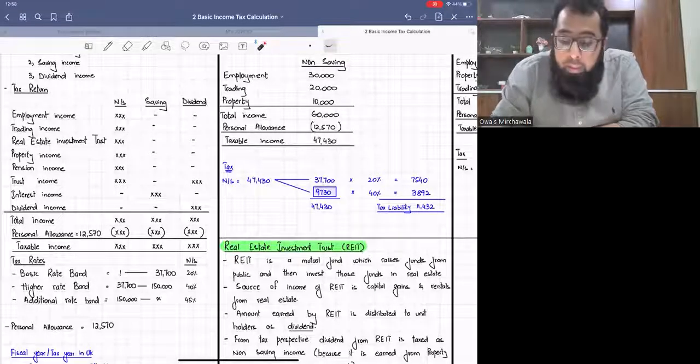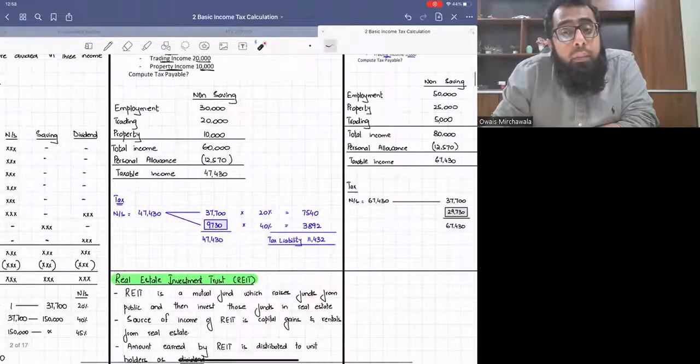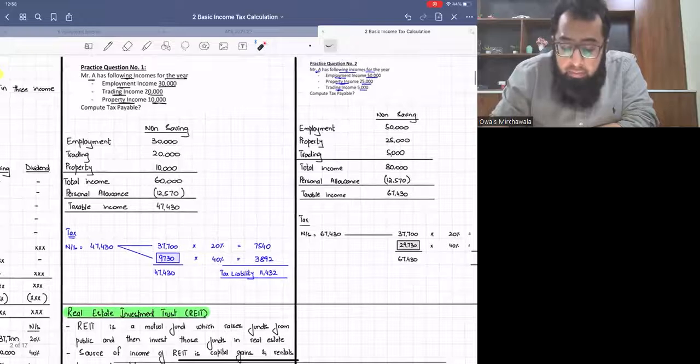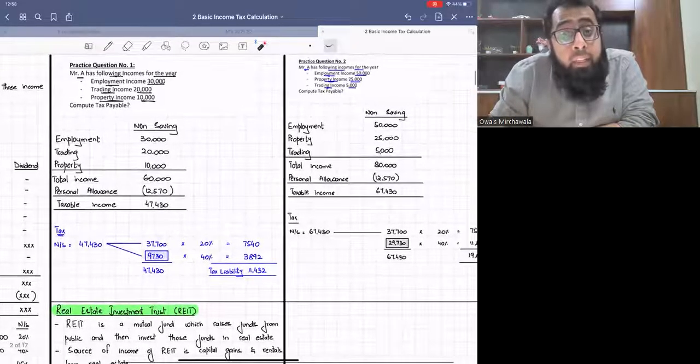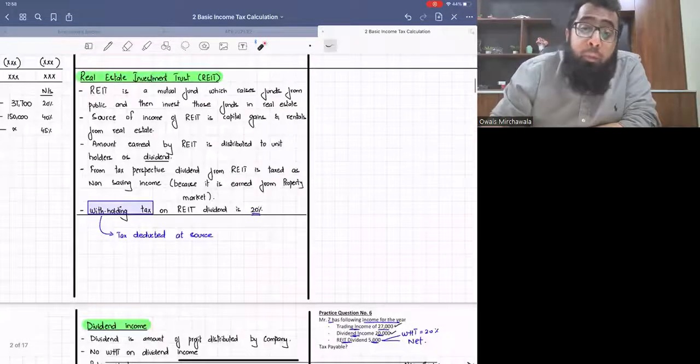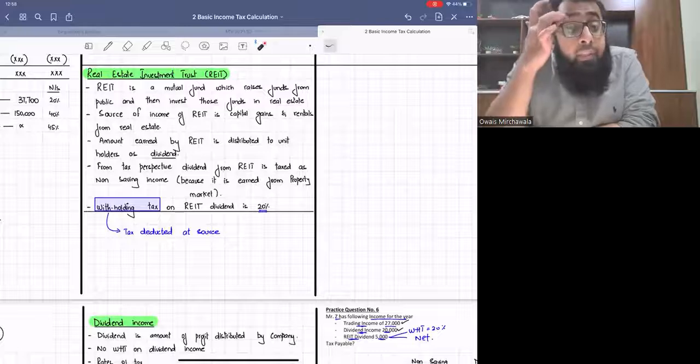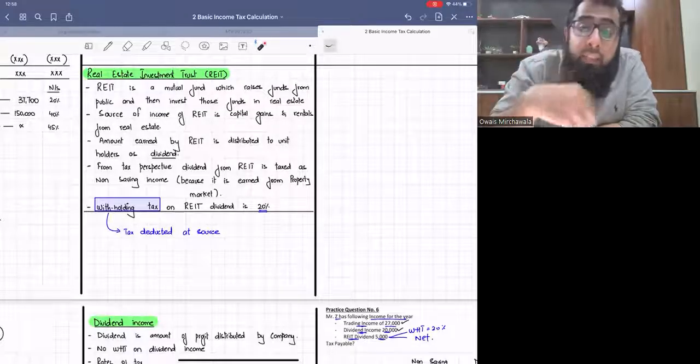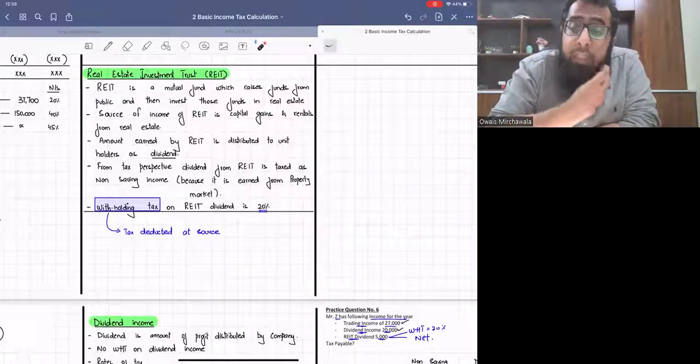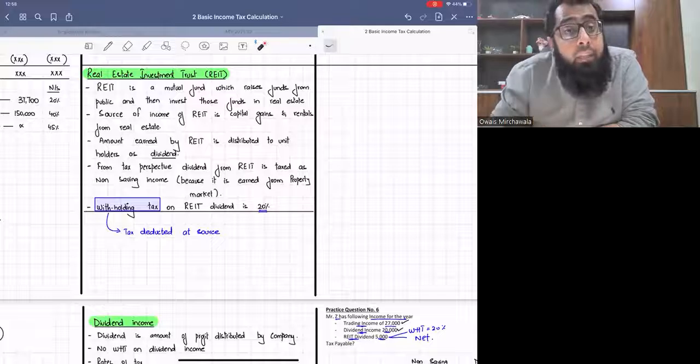Okay, we discussed the personal allowance. We discussed the tax bands. Then we looked at the real estate investment trust. It's a mutual fund which raises funds from the public and then invests in the property market, the real estate market.